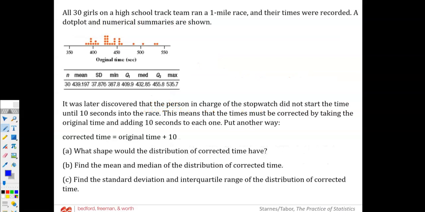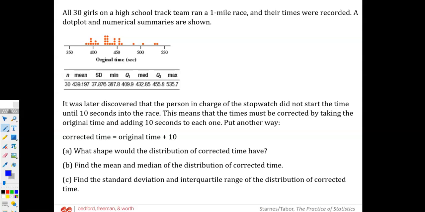And let's try one. All 30 girls on a high school track team ran a 1-mile race. The times were recorded in a dot plot, and all the data is shown there. It was later discovered the person in charge of the stopwatch did not start the timer until 10 seconds into the race. So all the times need to be corrected. We need to add 10 seconds to everyone's time, or it'll seem like they went really fast.